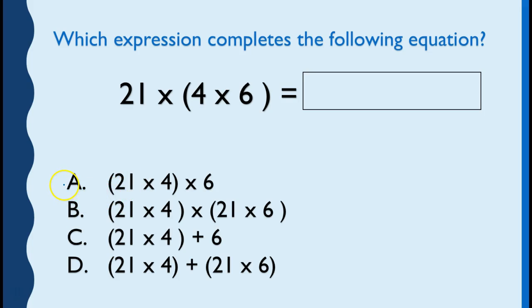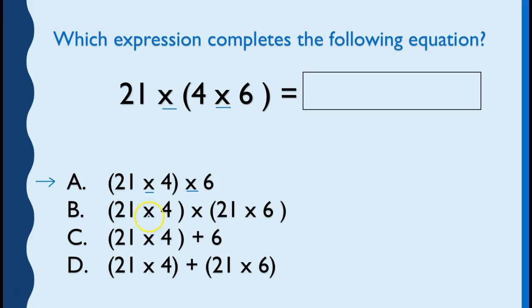Okay, so let's take a look. 21 times 4 times 6. Well, I like how this has multiplication symbols, and so does this, because you want that to be the same in the associative property. Here is your parentheses around 4 times 6, and this time the parentheses are around 21 times 4. So my guess is it's going to be A, but let's take a look at the others.